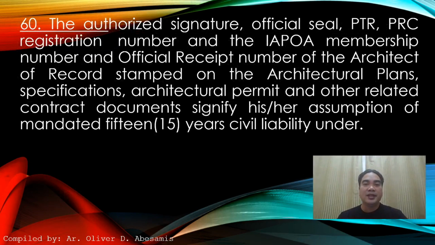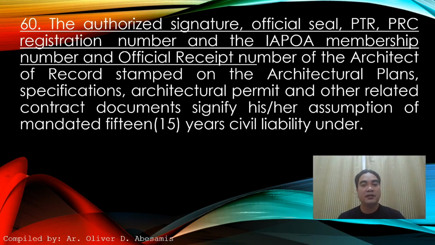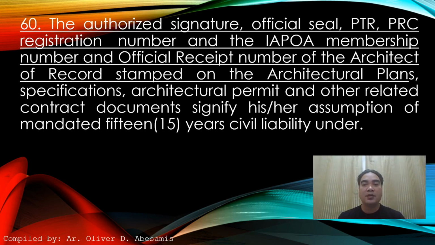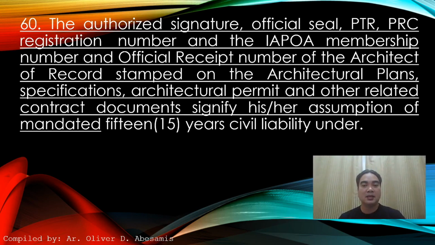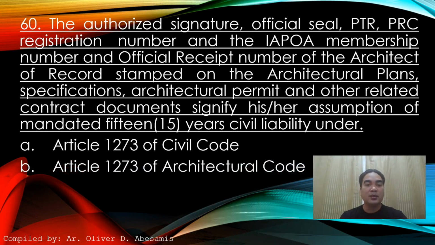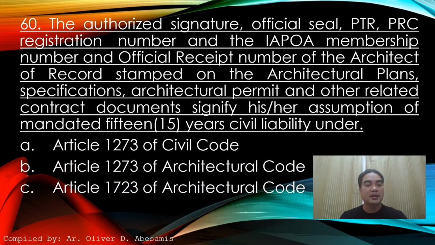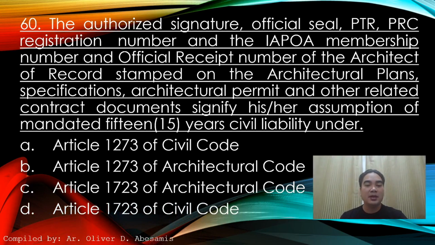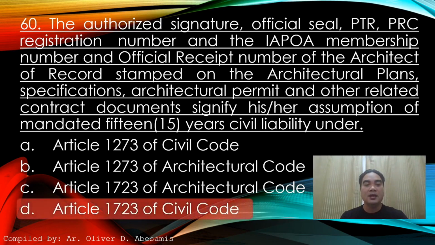60. The authorized signature, official seal, PTR, PRC registration number, IAPOA membership number, and official receipt number of the architect of record stamped on the architectural plans, specification, architectural permit, and other related contract documents signed by his/her assumption of mandated 15 years civil liability under A. Article 1273 of Civil Code. B. Article 1273 of Architectural Code. C. Article 1723 of Architectural Code. And D. Article 1723 of Civil Code. Answer? D. Article 1723 of Civil Code.